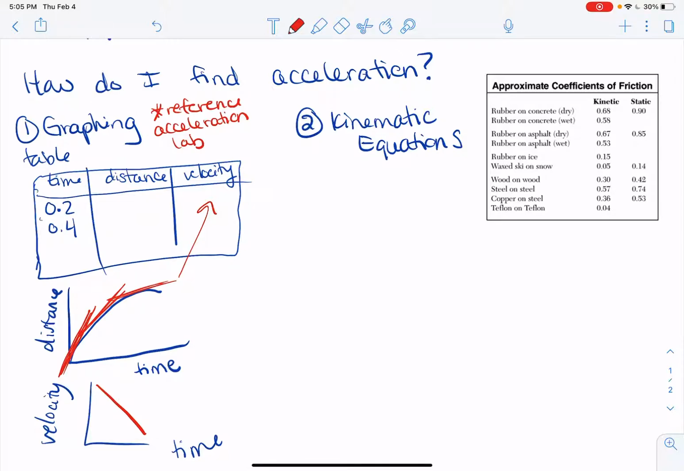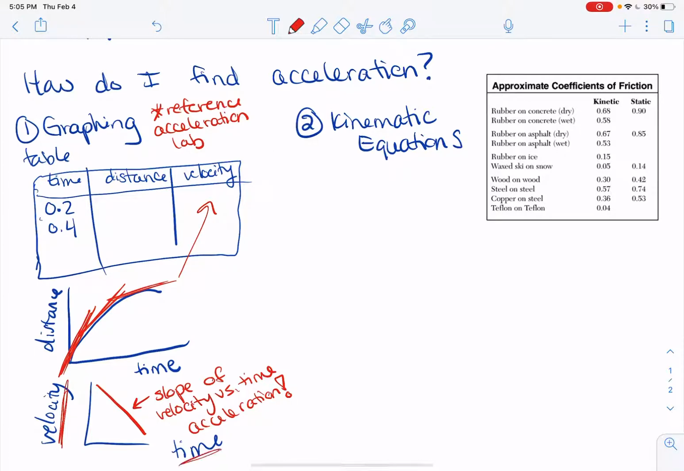But how do we get the acceleration? For this graph, the slope of the velocity versus time graph is acceleration. Ta-da! So you have to remember that. And why is that? Because velocity over time is the rate of velocity. It's the rate at which velocity is changing, which is the same thing as acceleration. So that's one way to find the acceleration, but you don't have to do it that way.